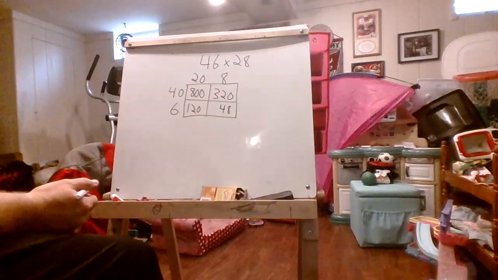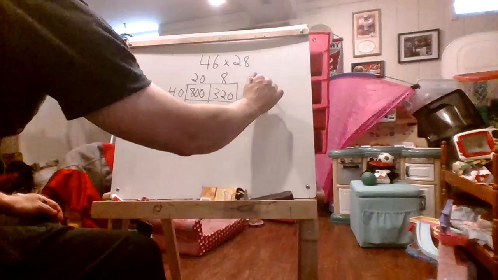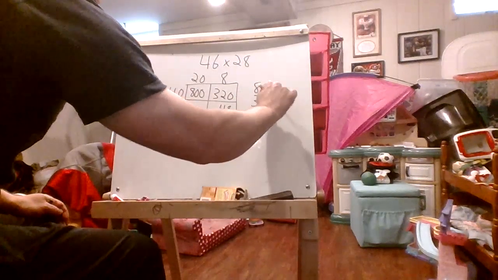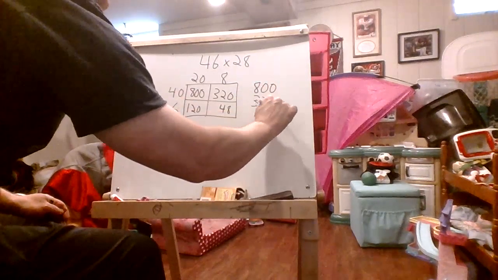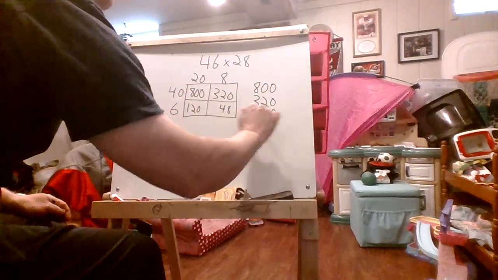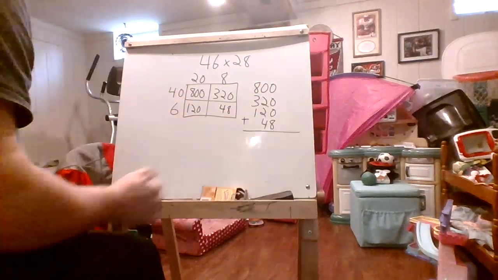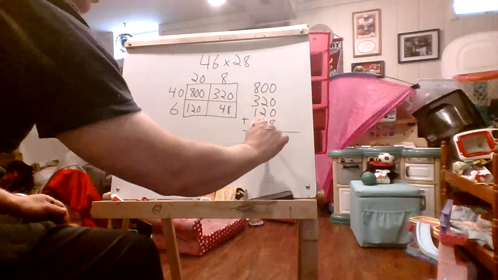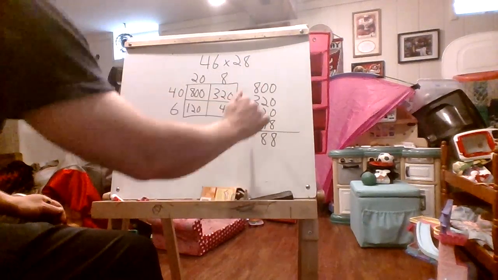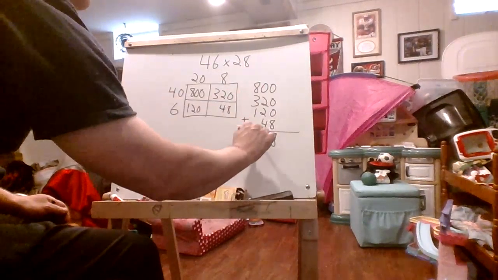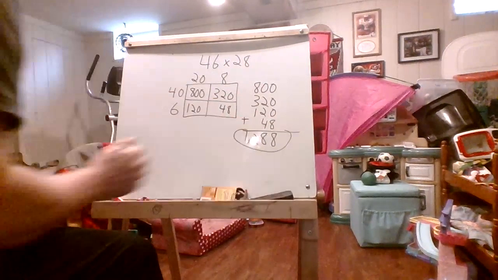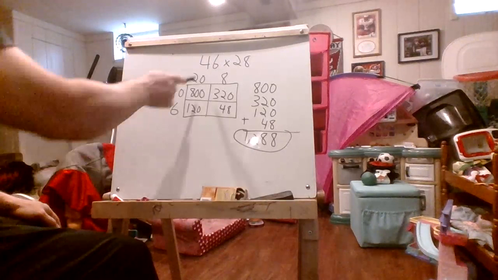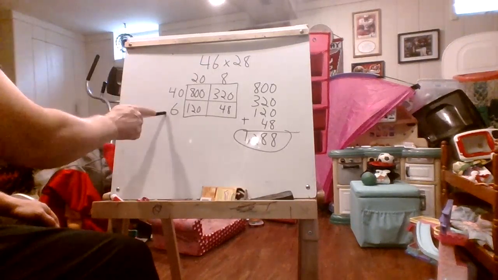And then what you have to do is just add them together. So you're going to rewrite the numbers. So you have 800. Make sure they're lined up correctly. 320, 120, and 48. And then we just add going vertical. So that's going to be 8. 2 plus 2 is 4, plus 4 is 8. 8 plus 3 is 11, plus 1 is 12. So it's 1,288.